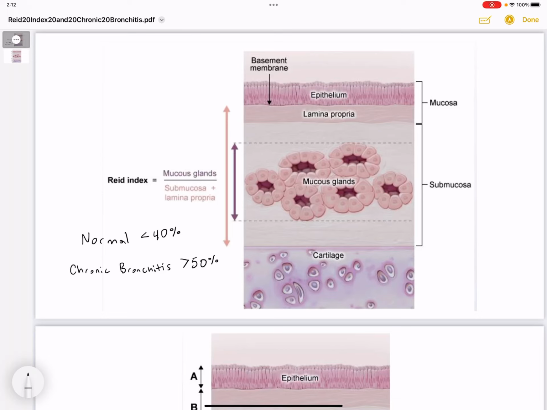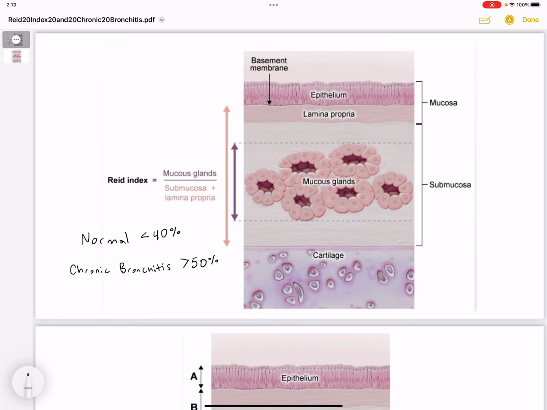Hello everyone, in this video we're going to be discussing the Reid Index. The Reid Index is going to be important when we are diagnosing chronic bronchitis. Now with chronic bronchitis, it is mostly a condition that occurs in smokers.